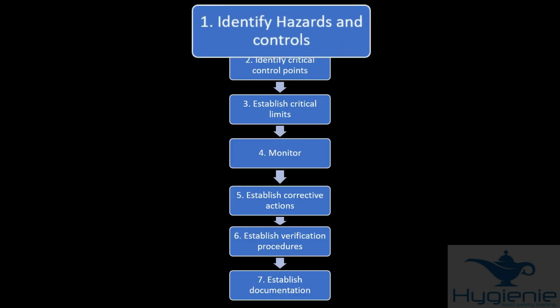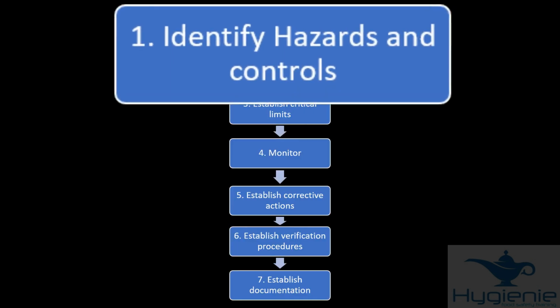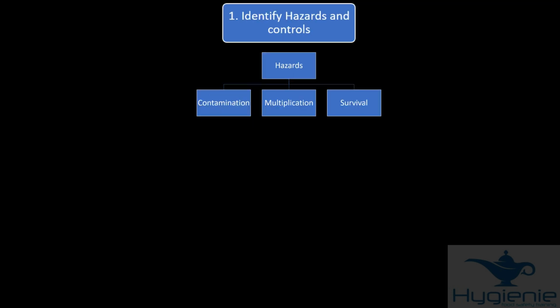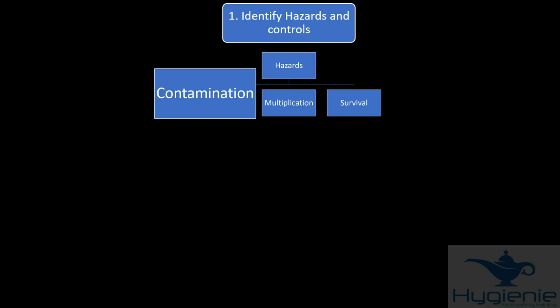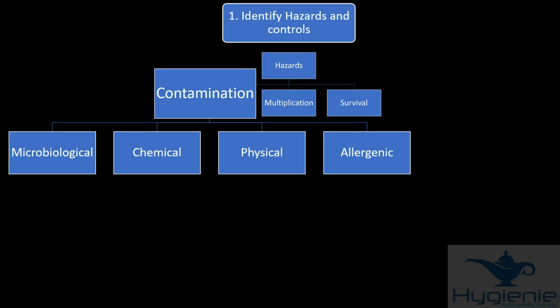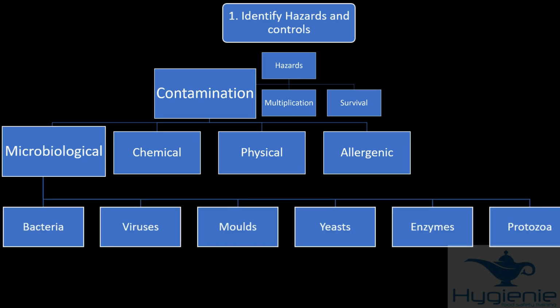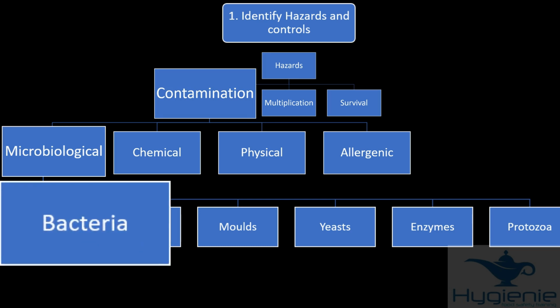Let's look in more detail at principle 1, identify hazards and controls. As we said, hazards can be contamination, multiplication and survival. So let's start with contamination, and examples include microbiological, chemical, physical and allergenic. We'll focus on microbiological. Examples include bacteria, viruses, molds, yeast, enzymes and protozoa. We're going to focus on bacteria.